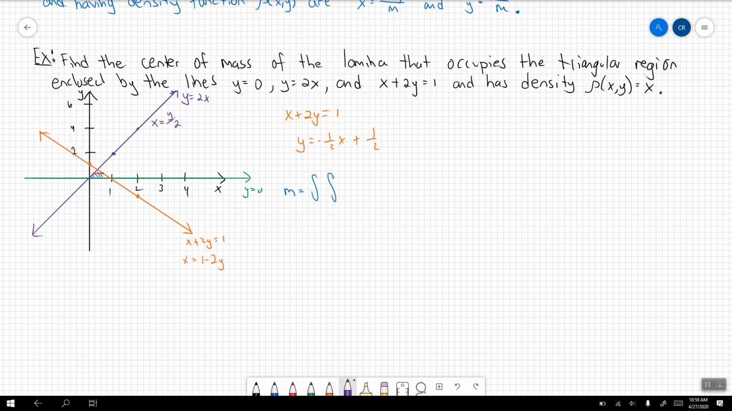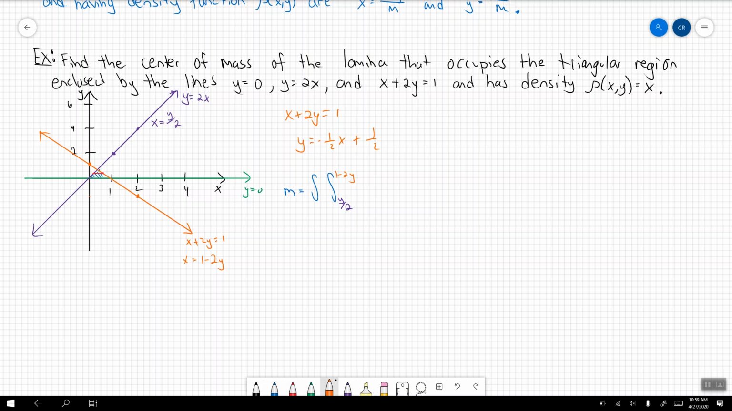So when I take these horizontal heights first, I'm going to go from left to right, which means the lower x value is y over 2. The top value is going to be 1 minus 2y. And that's these horizontal heights.